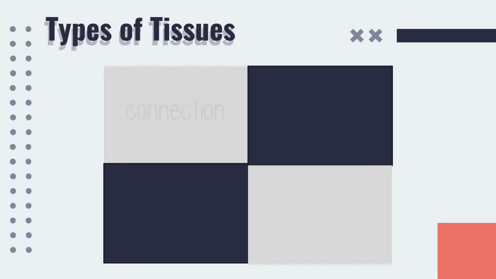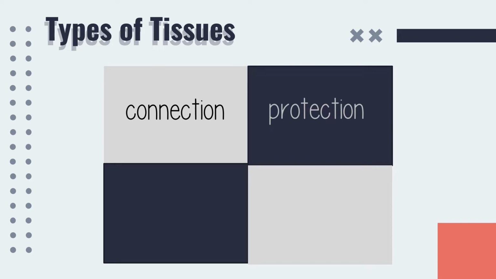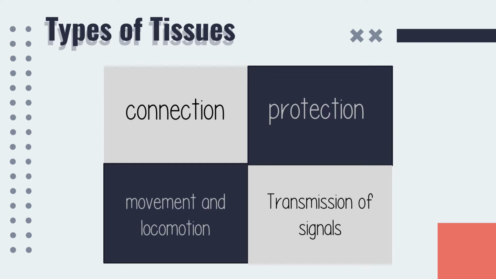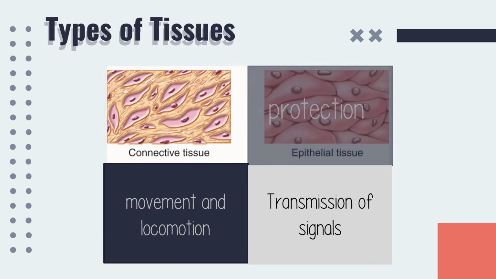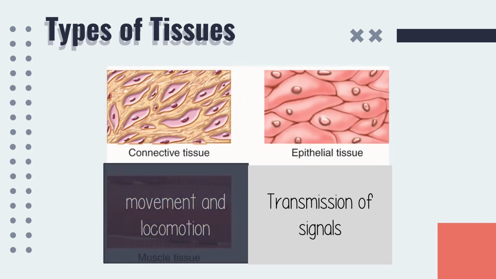We have tissues that are involved for connection, for protection, for movement and locomotion, and of course for transmission of signals. Based on these functions, we can see that the 4 major tissue types are connective, epithelial, muscular, and nerve tissues. Let's have them one by one.